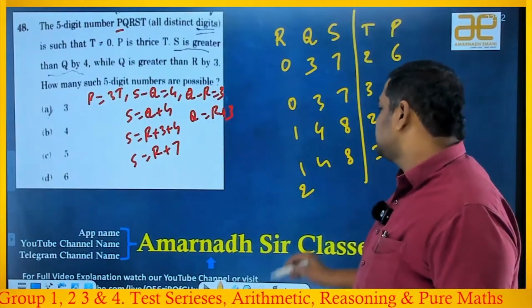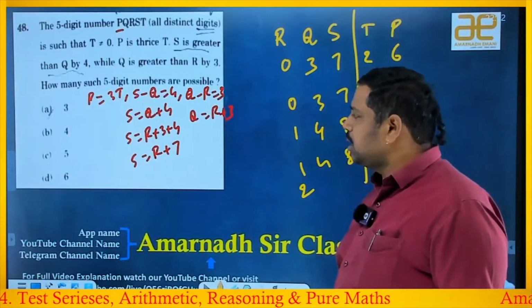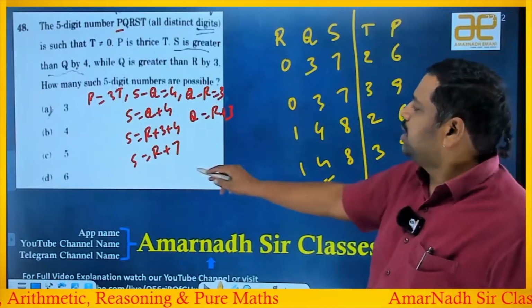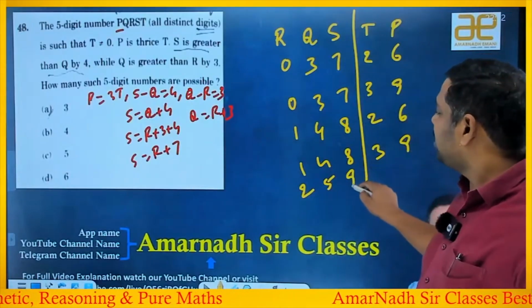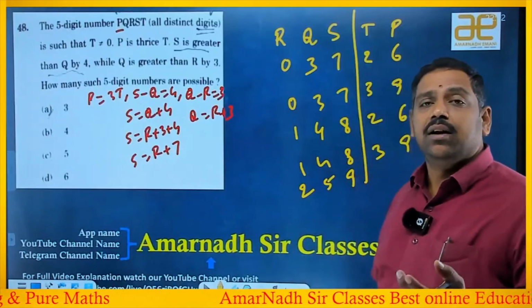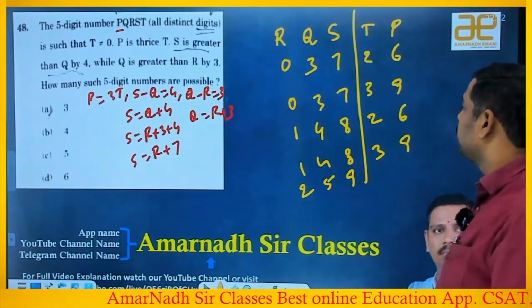Now I'm taking the last case, that is R is equal to 2. So why am I taking R is equal to 2 as the last case? Observe that. Q is equal to R plus 3, right? How much is it? 5. S is equal to R plus 7, right? It is 9. Because if I take R is equal to 3, 7 plus 3 will become 10, a 2-digit number, which we should not take. So this is the last case.